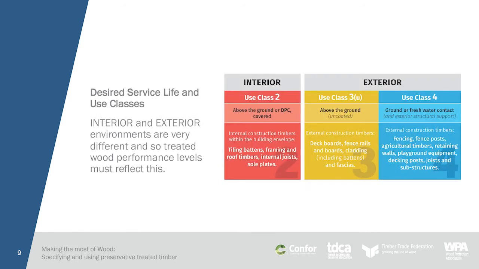Working in tandem with BS EN 335, Durability of Wood and Wood-Based Products, the WPA Code of Practice for Industrial Wood Preservation groups the applications for treated wood into use classes. The most commonly used for preservative treatment being use class 2 for interior applications and use class 3 and 4 for exterior uses. Let's look in detail at what each use class covers.